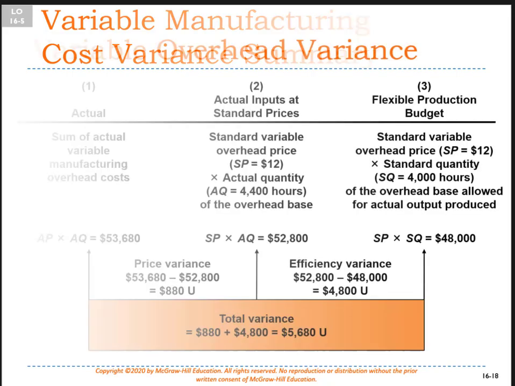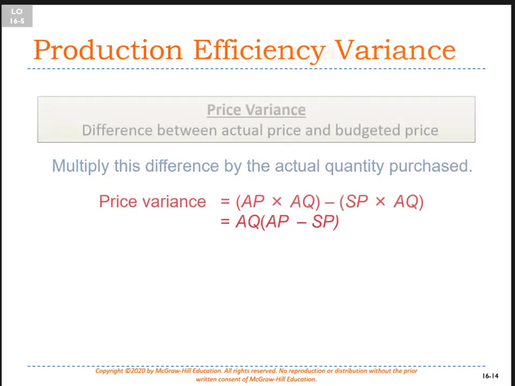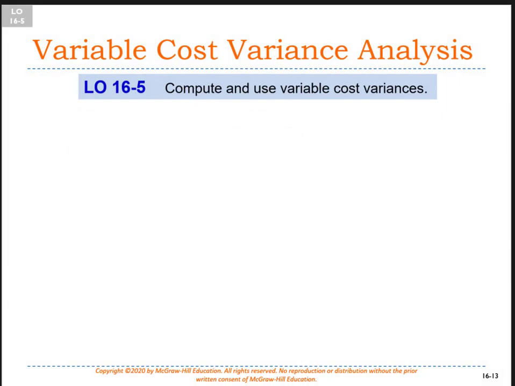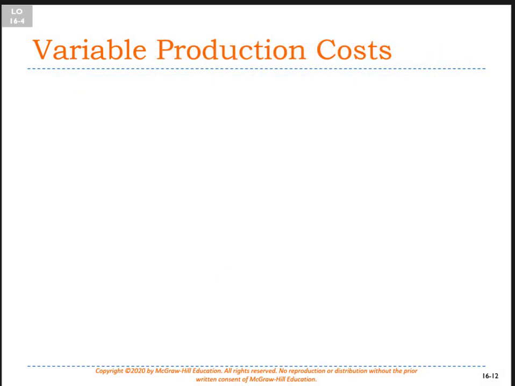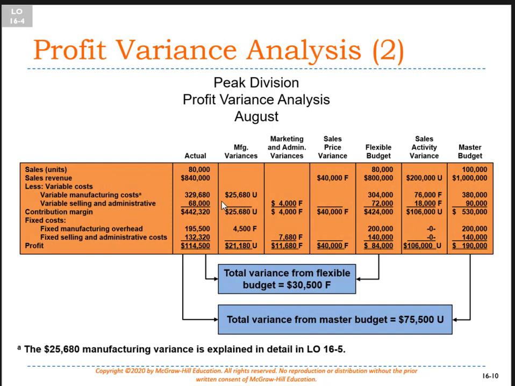And if we skip back to one of our earlier slides, that 25,680 was way back right there in the manufacturing variances in this initial profit variance analysis. We just explained in detail that 25,680, where it came from, what caused it, okay, in terms of materials, labor, and overhead.